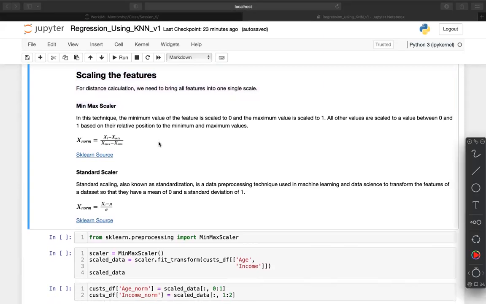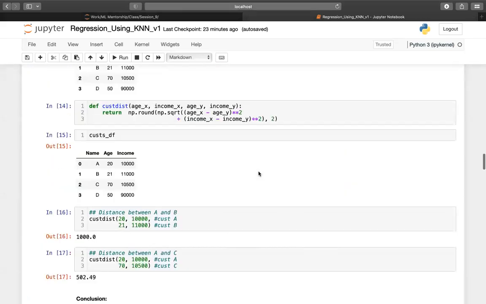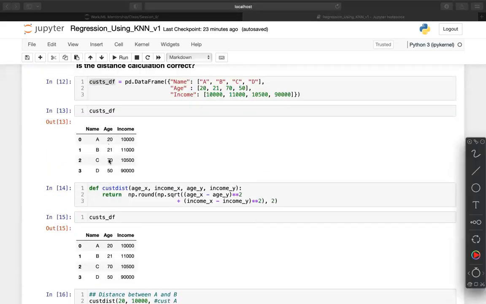Min max scaler looks at the feature. For example, if you look at this, only four different observations, it looks at age. So how do we scale it? Look at the minimum value of age across all the examples. The minimum value is 20. The maximum is 70. So this should be the starting point and this should be the end point. So this is actually converted into a scale of 0 to 1. So 70 minus 20, that's the difference.